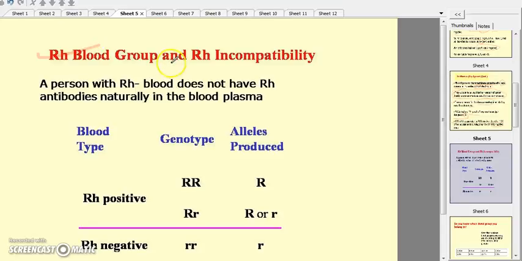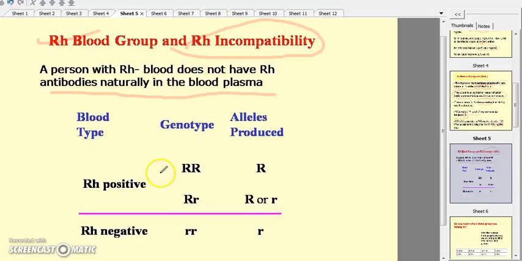The Rh blood group and Rh incompatibility. A person with Rh blood does not naturally have Rh antibodies in the blood plasma, so what are the results that will be produced? Rh positive has a genotype of capital R capital R, or capital R small r. So the alleles are capital R, and in the second position either capital R or small r. And for Rh negative it is always recessive, that is, small r.